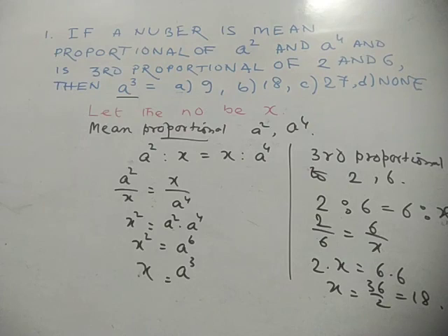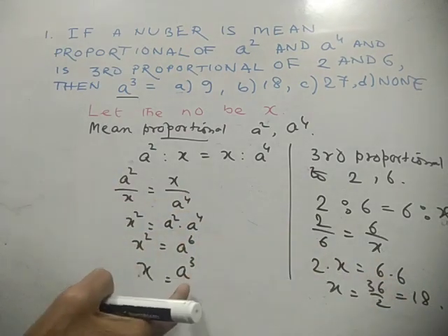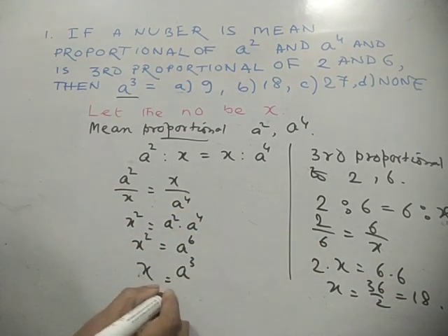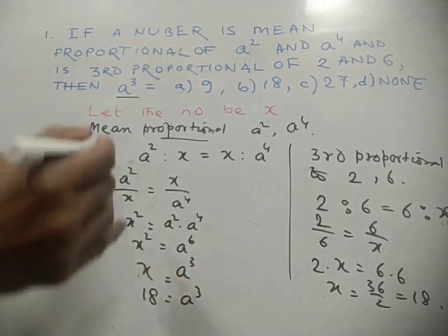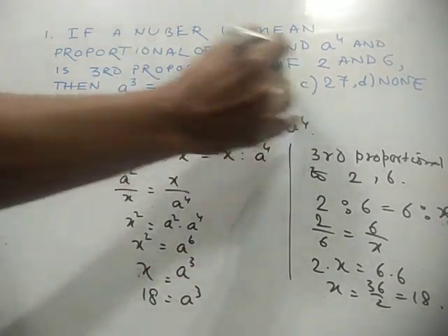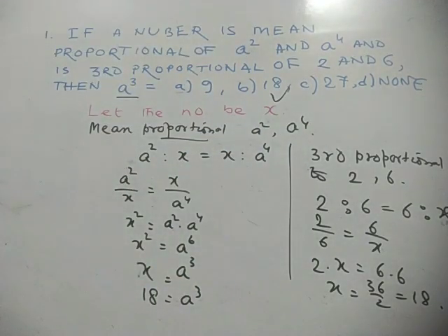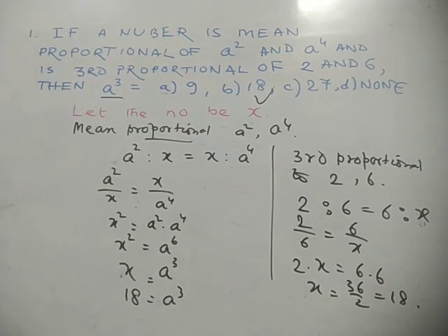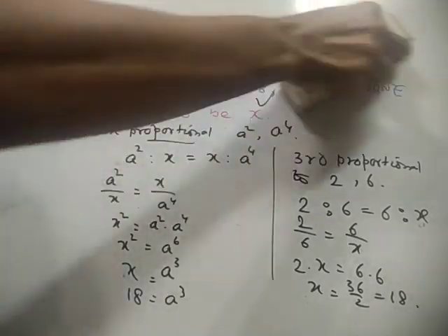Now we have to find a cube. A cube already we found is x. So a cube value, we put 18, x already we have 18. So option B is right, 18. So hope you understood. And if any doubt comes, you can send me questions.